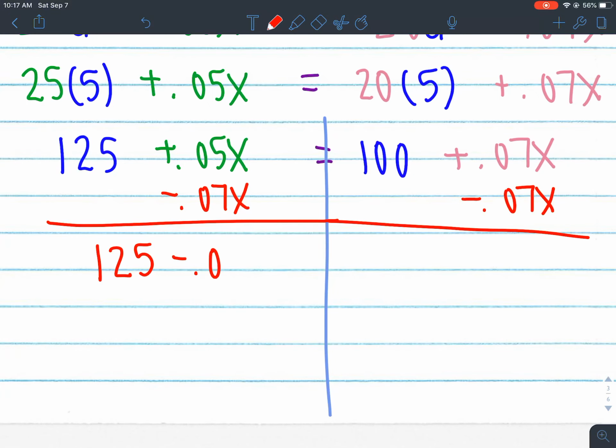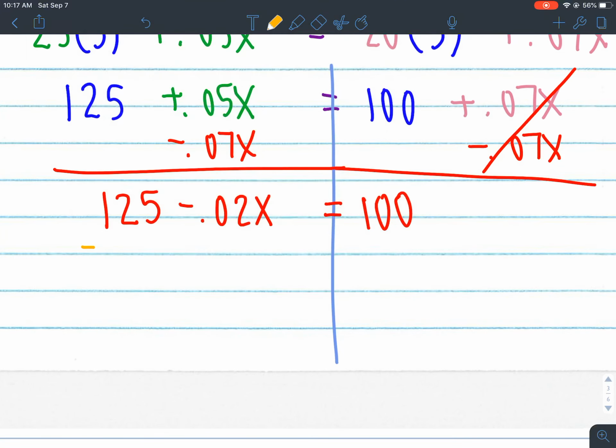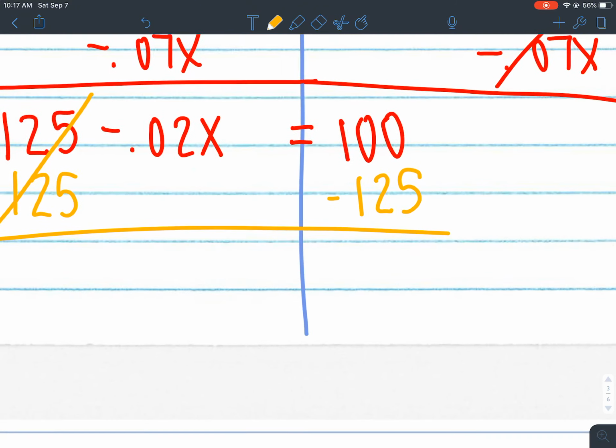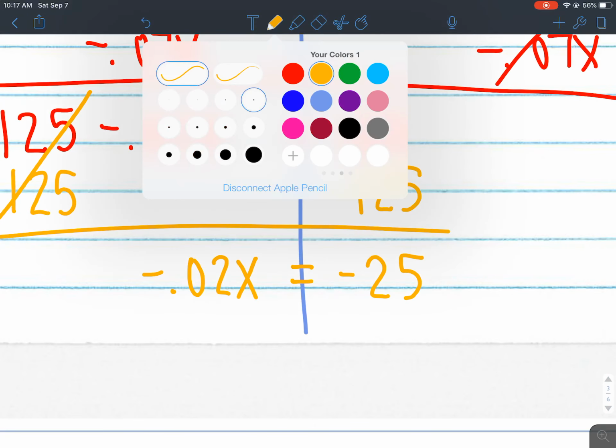So I have negative 0.02x equals 100, because the 0.07 minus 0.07 cancels. And then I'm going to move all of my constants to the left side. So I have minus 125, that cancels, and then I have minus 125. Well, that's going to give me negative 0.02x equals negative 25.